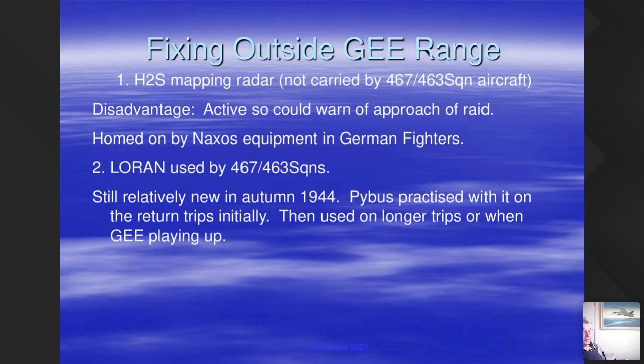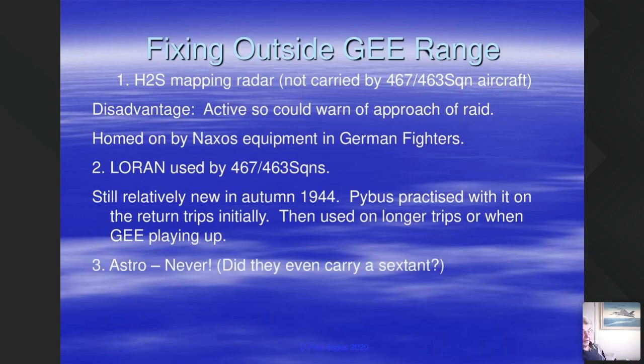5 Group was the first group to get Loran. It was like G, but it was only around about 2 megacycle frequency, lower frequency, so much greater range. Still relatively new in the autumn of 1944, and in his log you can see Pybus practicing with it on the return trips initially, and then he used it on longer trips when G was playing up.